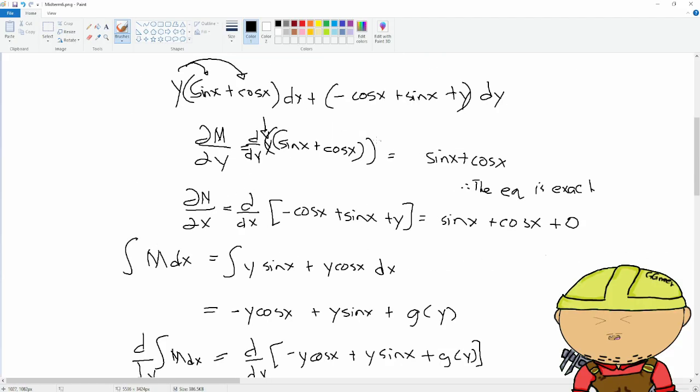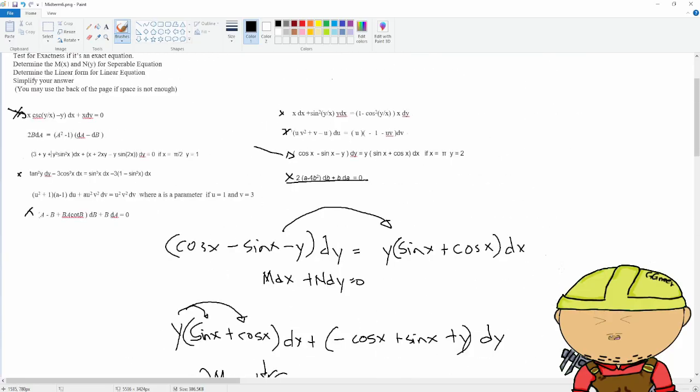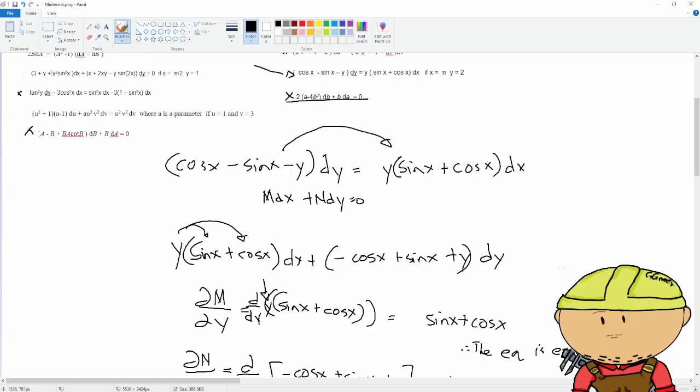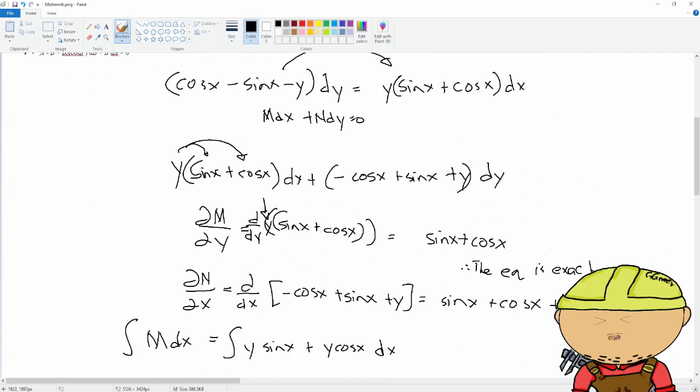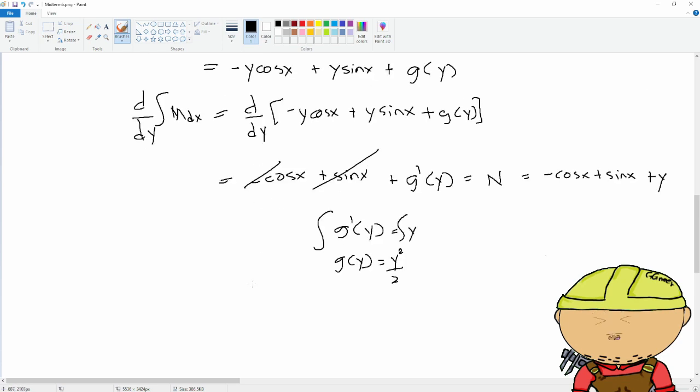Is that plus y? Oh, it's negative y. Negative cosine x plus sine x plus, no, it's plus y. It's positive. Cancel. g prime of y is equal to y. When you integrate g prime of y, that will become y squared over 2. Okay, getting our general solution.